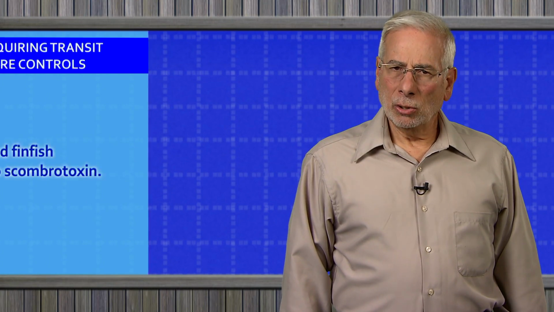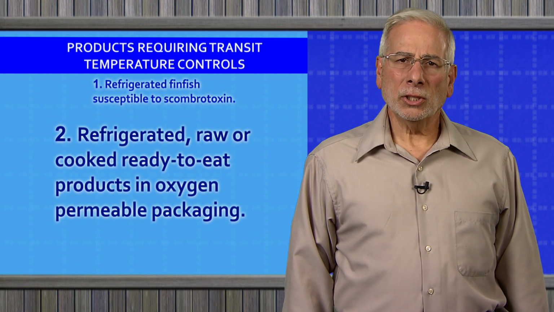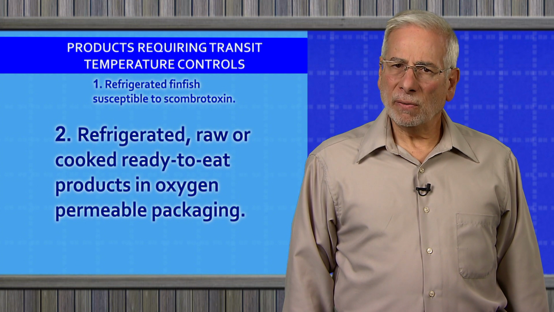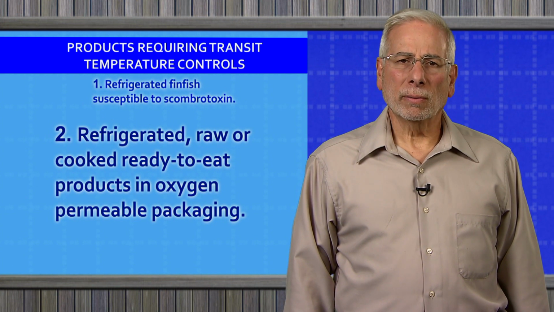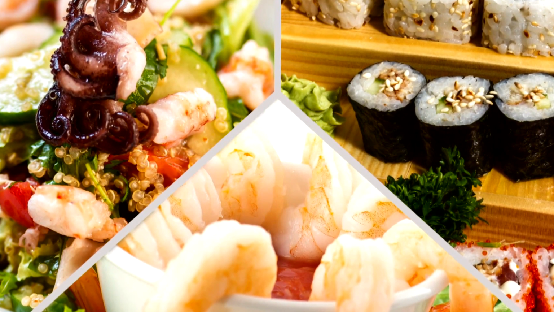The next type includes refrigerated, raw, or cooked ready-to-eat products in oxygen-permeable packaging. These products are not intended to be further cooked by the consumer and are susceptible to pathogen growth. Some examples include seafood salads, cooked shrimp, and sushi.